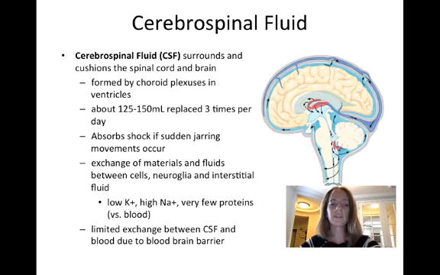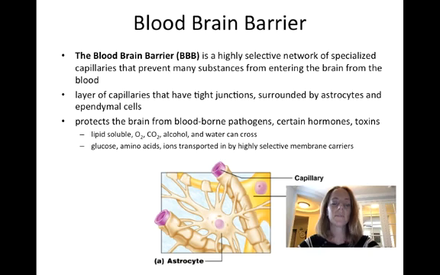So the exchange of materials and fluids between the cells and the glia and the interstitial fluid is very, very tightly regulated to make sure that the central nervous system has very low potassium outside the cells, high sodium outside the cells, and very few proteins compared to the blood. This all occurs because of the blood-brain barrier.